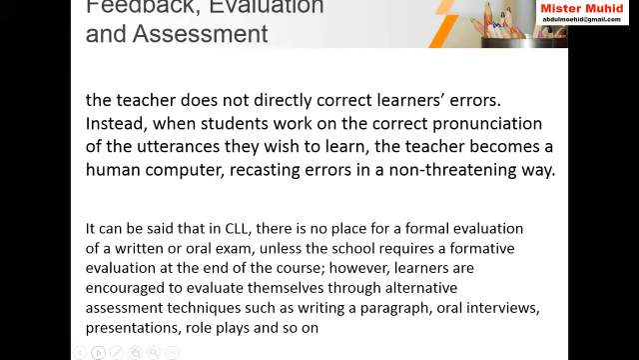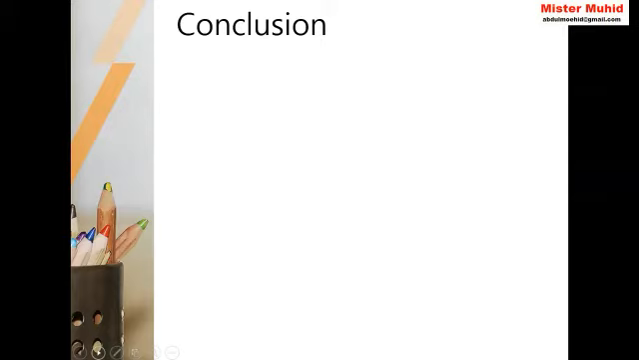But the school requires formative evaluation at the end of the course. However, learners are encouraged to evaluate themselves through alternative assessment techniques such as writing a paragraph, an oral interview, a presentation, or many others. Okay, so let's come to the conclusion.